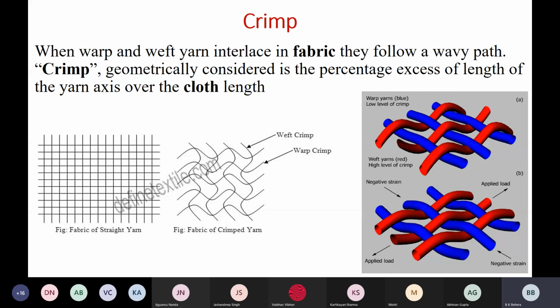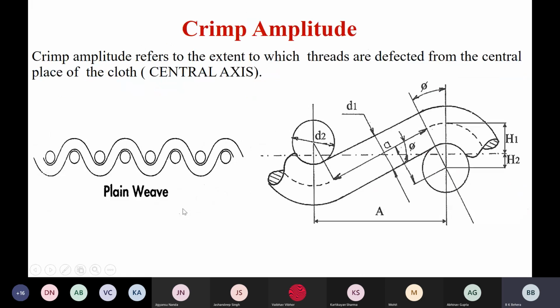And you have probably done it, if you have done your experiment in textile testing. We unravel a thread from the fabric, then we stretch it to remove the crimp. Then we take the length of the straightened yarn and the length of the yarn in the fabric, and take the difference expressed in percentage; we call it crimp percentage. And this is how the crimp looks in the actual fabric. This is the basic concept of crimp.